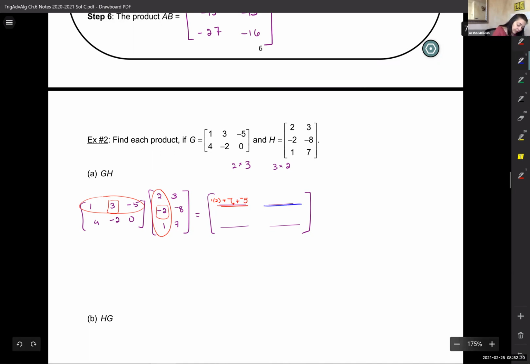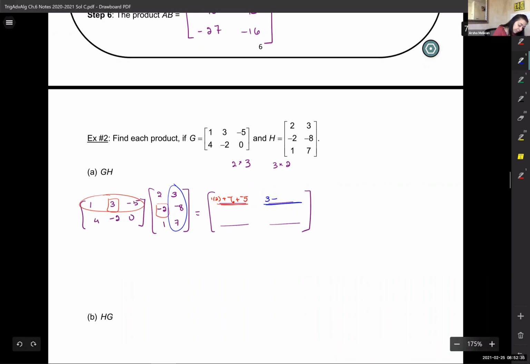Next, this one is row 1, column 2. So I have to do row 1, column 2. Can somebody tell me what numbers I'm going to get here? The first one is a 3 plus what? Can somebody tell me what the next ones are going to be? 3 times negative 8, which is negative 24, plus? Negative 35. Negative 35. Awesome. Next, let me erase these. Reset our matrix.